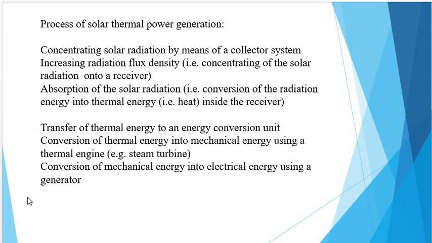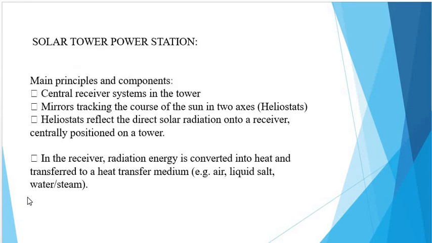In the process of solar thermal power generation, the solar radiation is concentrated by means of a collector system that increases the radiation flux density, and it also causes absorption of solar radiation, which converts the radiation energy into thermal energy inside the receiver. The thermal energy is transferred to an energy conversion unit, and this unit converts it into mechanical energy by using a thermal engine or a steam turbine. The mechanical energy is then converted into electrical energy by using a generator.